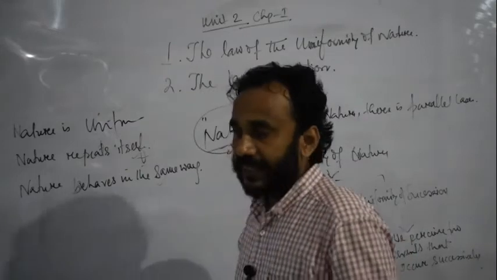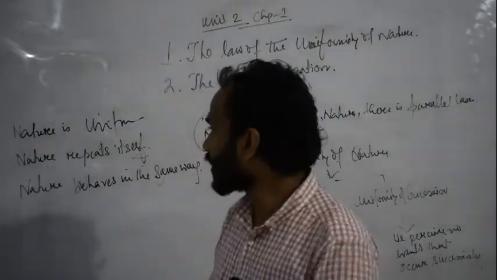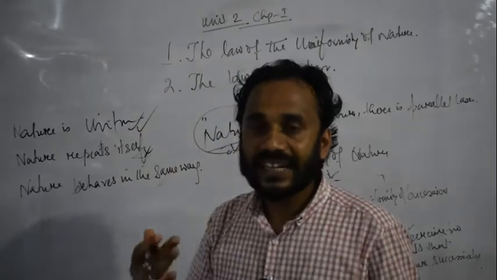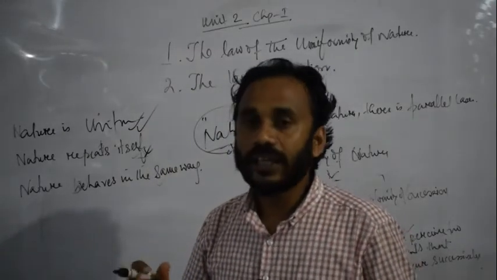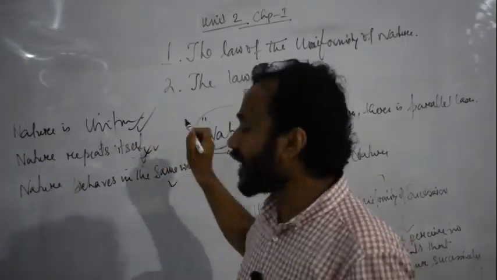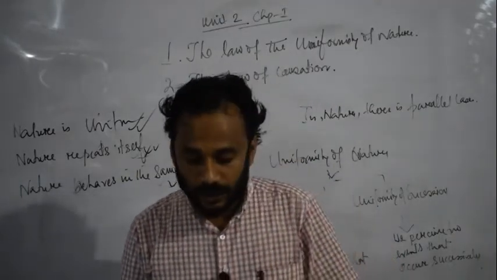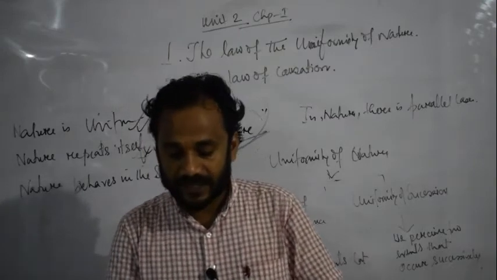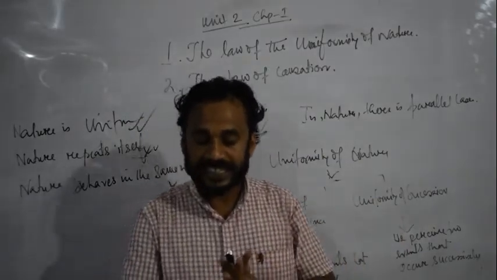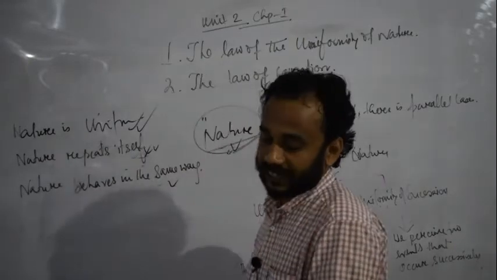So now we can say that nature is uniform. Nature repeats itself. Any incident or event today will again happen in future. It repeats itself and behaves in the same way. That means in the same nature, the same way. So all the things of a class possess certain essential qualities, and these essential qualities are present in all the things of a class.